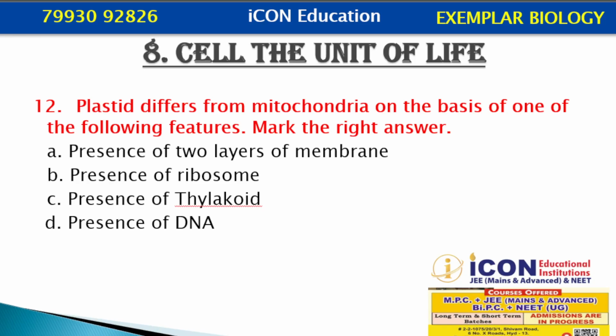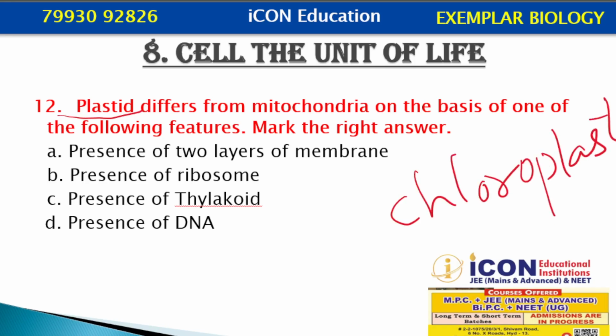Question number 12. Plastids differ from mitochondria on the basis of one of the following features. Mark the correct answer. Plastid means they are talking about the chloroplast. So, in which structure chloroplast and mitochondria is differing? Option 1, presence of two layers of membrane. This is common because both chloroplast and mitochondria are double membrane cell organelle.